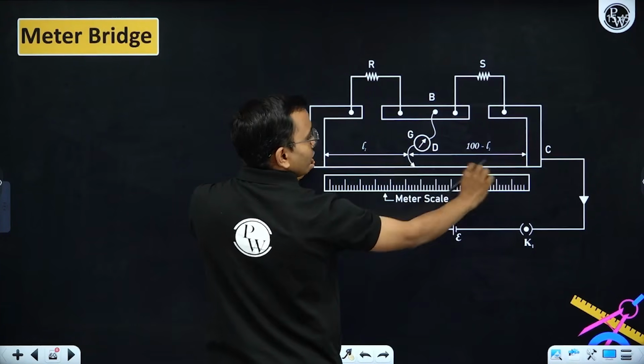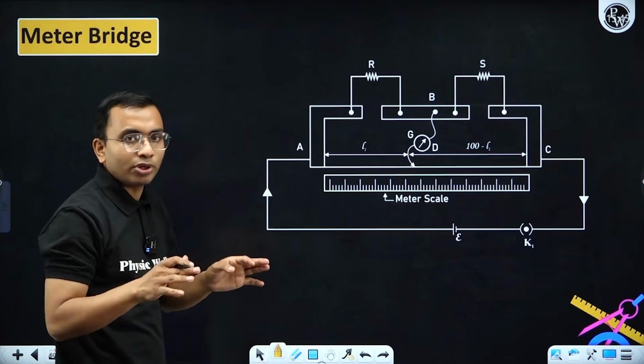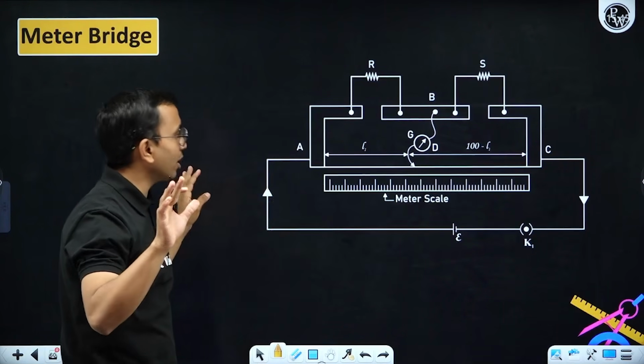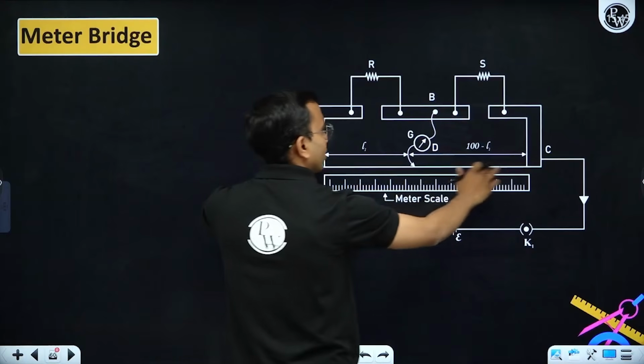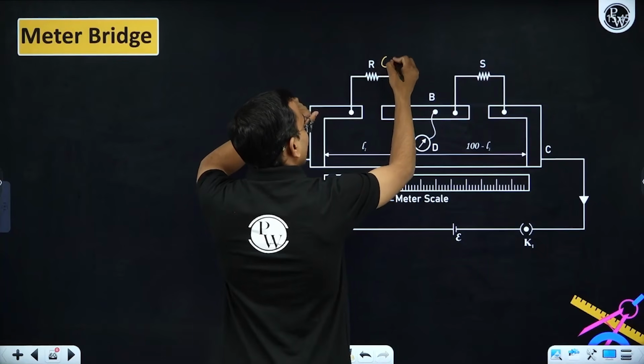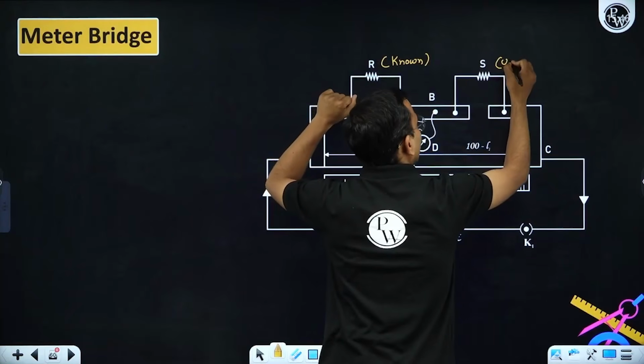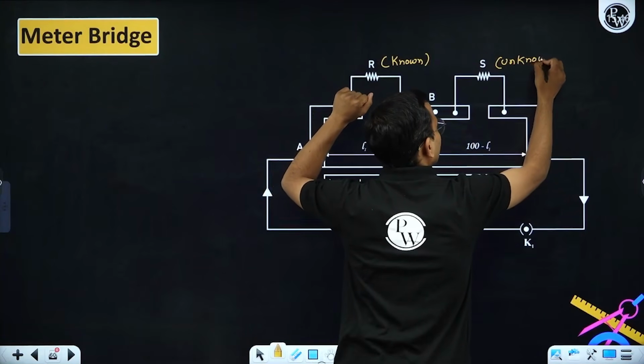Now this wire is a uniform wire. It means the drop across it will be uniform. Potential drop per unit length will be uniform across this wire. Now we have one known resistance, and another unknown resistance that we need to find.